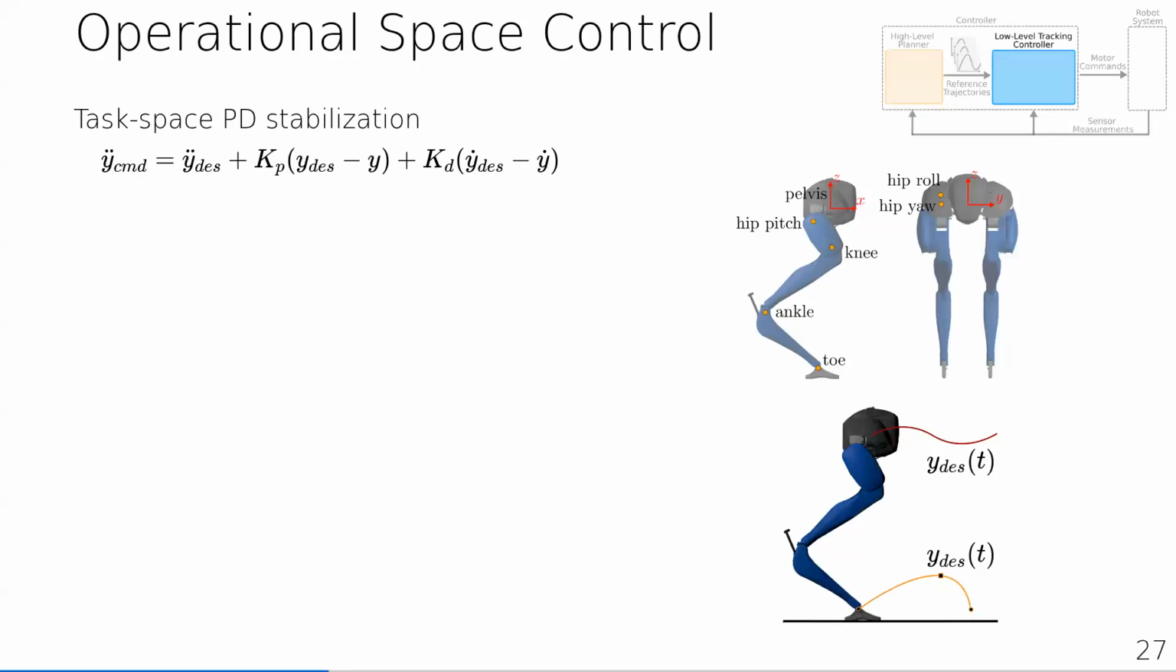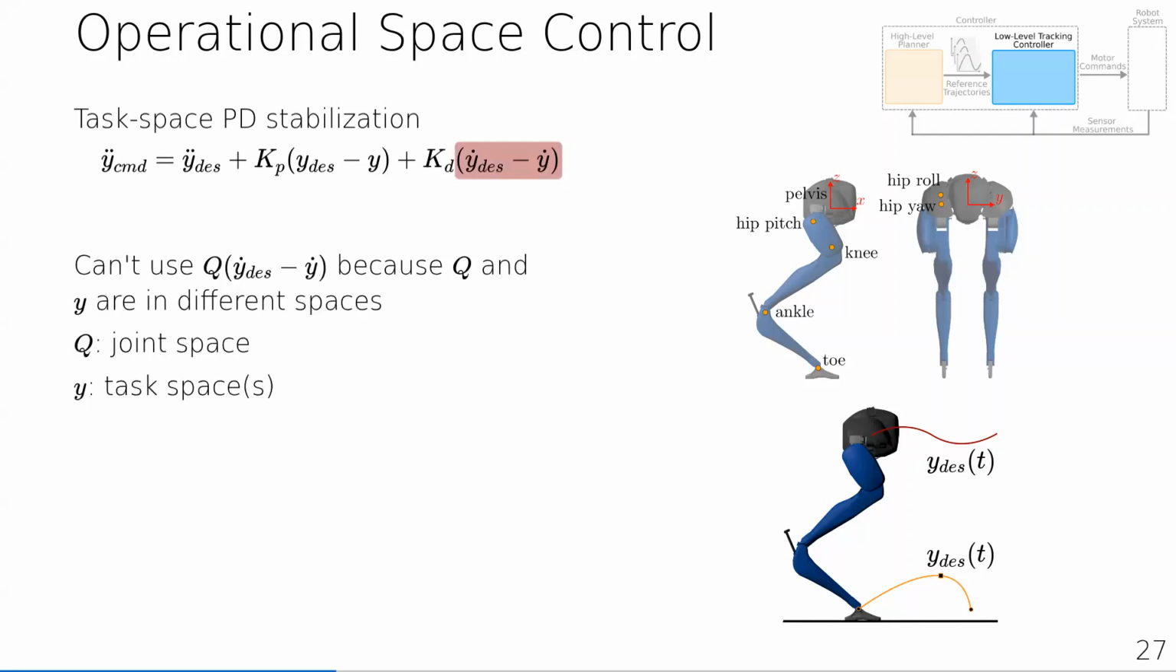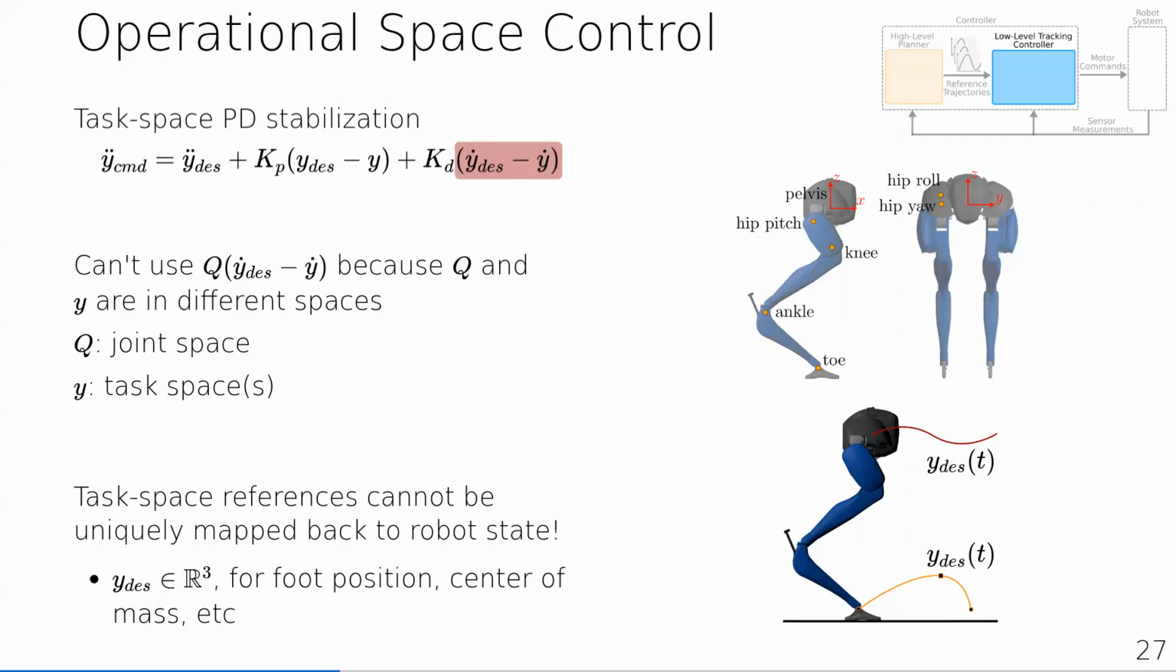I mentioned that the method we use for low-level control is operational space control, which doesn't only track joint angles, and we can specify the tracking objectives in a more general task space. We're still using PD feedback, just that the outputs are task space objectives Y instead of joint positions and velocities. Because of this, however, we can't use a projection matrix Q in the same way as earlier because these are in different spaces. And in fact, we can't just map the task space references back to joint positions and velocities because there's usually too low dimensional, and that means that there's not a unique mapping that exists.